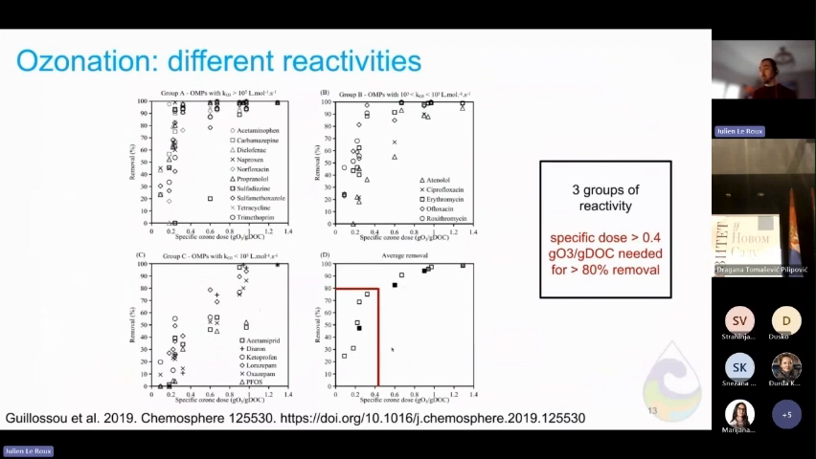And if we look here at the bottom, at the average removal at each of the different doses that we tested, we found out that to reach again this 80% removal, we need to apply at least 0.4, 0.5 gram of ozone per gram of organic carbon.